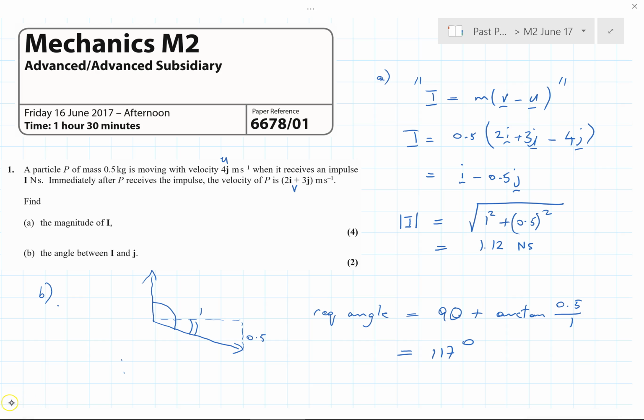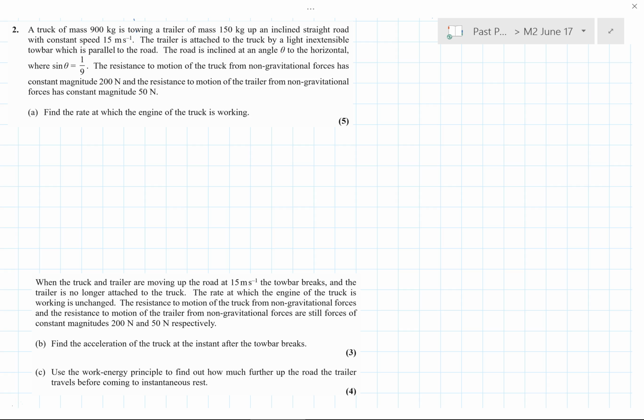Okay, let's have a look at question 2. So question 2 is fairly standard work, energy and power. The first bit being power, and then you have to use the work-energy principle later in the question. We've got a truck carrying a trailer. No attempt is going to be made to draw a truck and a trailer here. It's given the resistances, and we know the angle. Let's just be careful here.